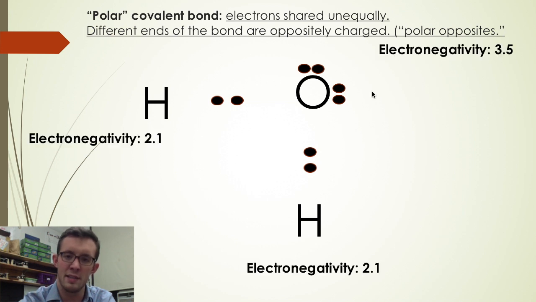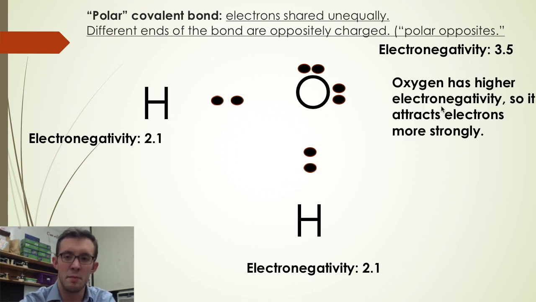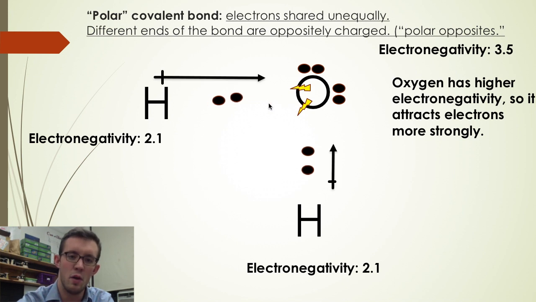However, because oxygen has a higher electronegativity than hydrogen does, you can see oxygen has an electronegativity of 3.5 and hydrogen has an electronegativity of 2.1. The oxygen atom will attract these electrons slightly more strongly than the hydrogens. And as a result, the electrons will move slightly closer to oxygen than they will to hydrogen.